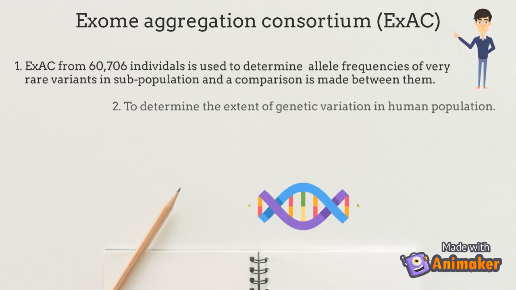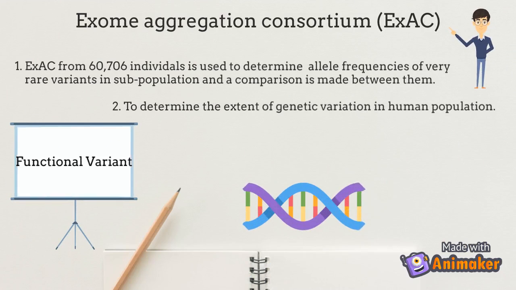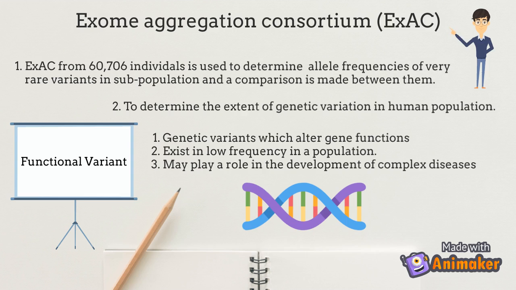Next, what is Exome Aggregation Consortium, or ExAC for short? In this study, ExAC from 60,706 individuals is used to determine allele frequencies of very rare variant in subpopulation, and comparison is made between them. It is used to determine the extent of genetic variation in human population.